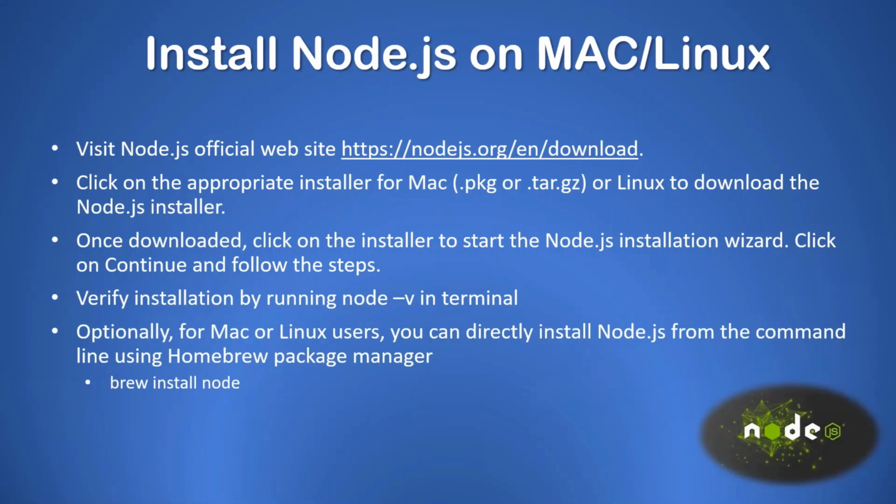So optionally, for Mac or Linux users, instead of downloading from the official Node.js website, you can also install Node using the Homebrew package manager. You can go to your command prompt or terminal and run brew install node to download and install Node. It installs the latest stable version of Node. Before you run this command, you need to ensure that brew is already set up on your local machine.